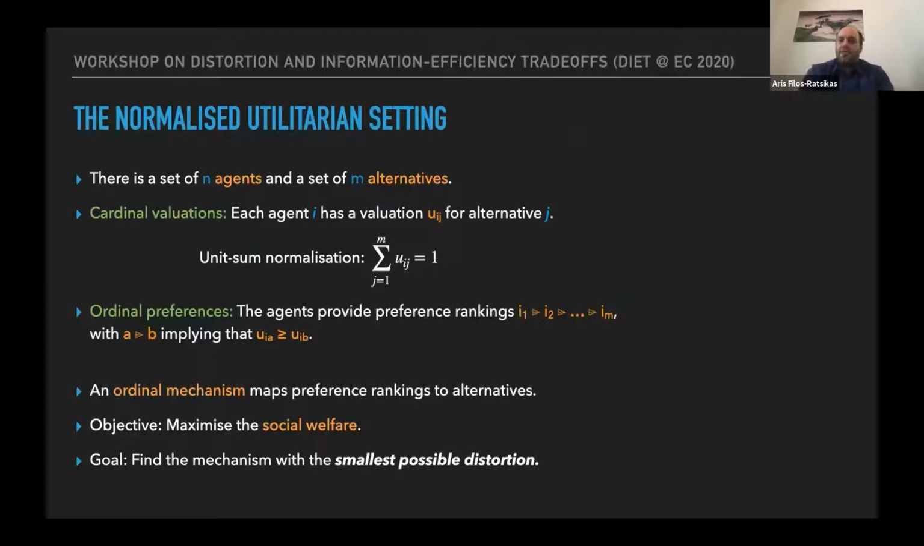And coming back to the definition of the setting, I called it the normalized setting before. Now we'll call it the normalized utilitarian setting. This is because I have now added that the objective is to maximize the social welfare, and the goal is to find the mechanism with the smallest possible distortion with regard to this objective. So this is the basic setting that I will talk about through the next slides.